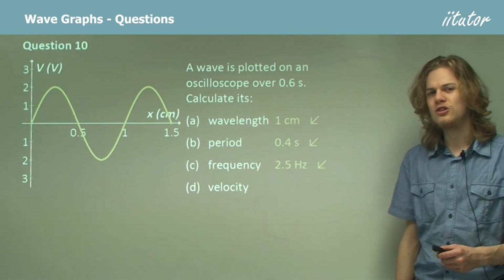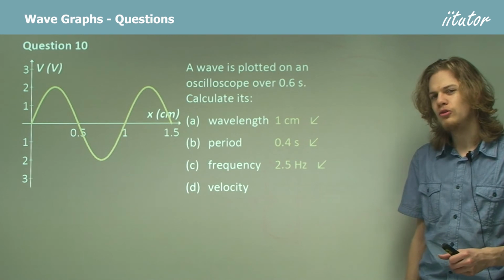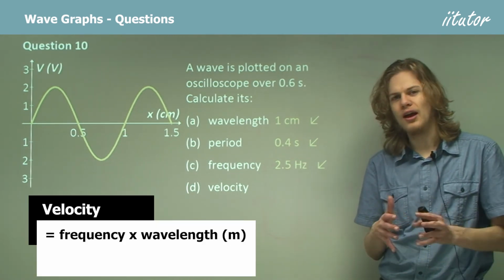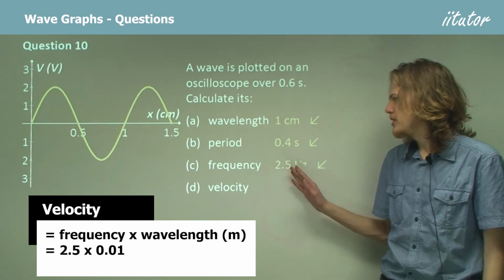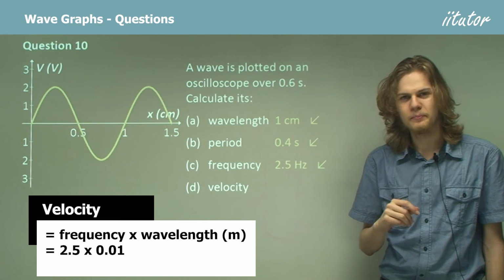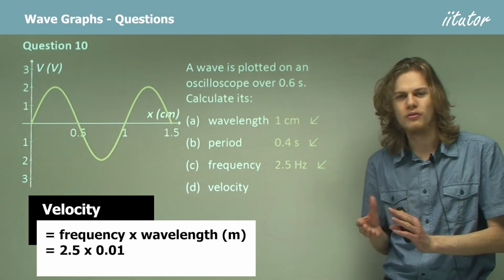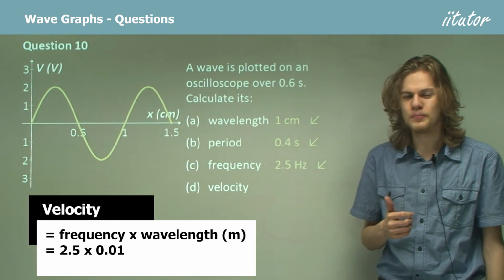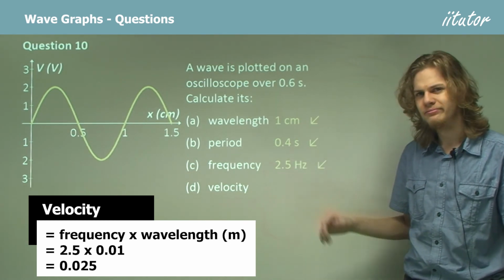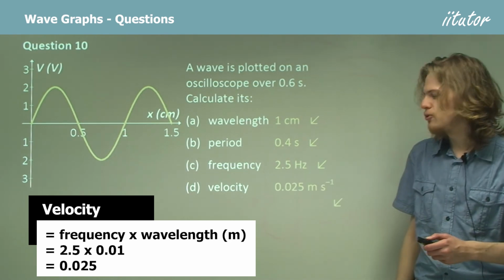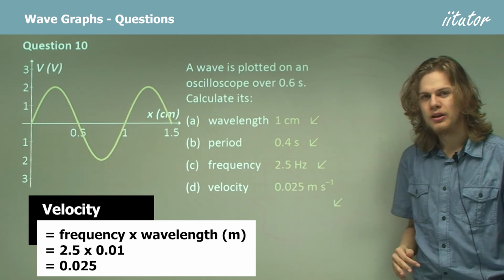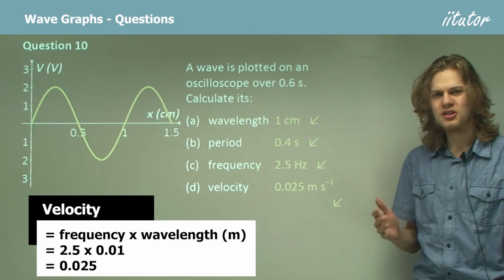Finally, find its velocity. Now, how would we go about doing that? Well, we can use v equals f lambda. Our frequency is 2.5, and our lambda wavelength is 1 centimeter, which of course is equal to 1/100th of a meter if we're using SI units. So we take 1/100th, we multiply it by 2.5, and what do we get? Well, we get, of course, 0.025 meters per second, which is the same as 2.5 centimeters per second.